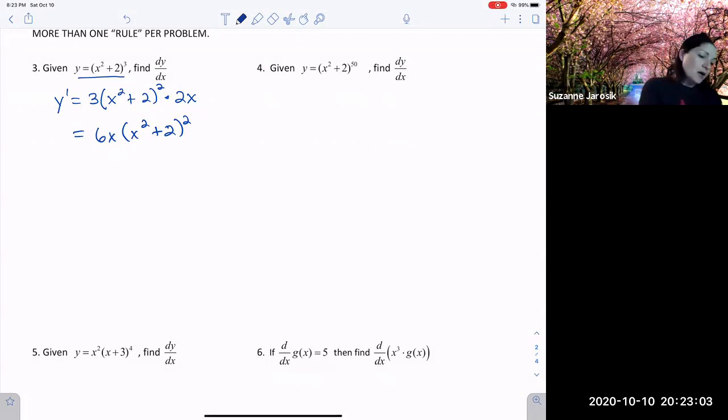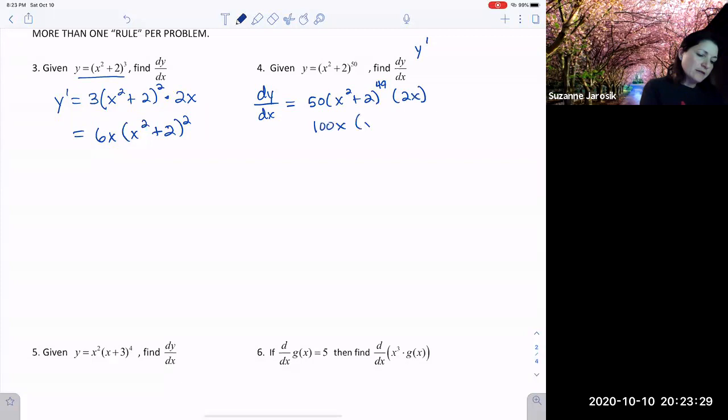Okay. All right, dy dx. Remember, dy dx is the same thing as saying y prime. So power with chain again. So 50 times x squared plus 2 to the 49 times 2x, derivative of the inside. So 100x times x squared plus 2 to the 49. Okay, this was right there.